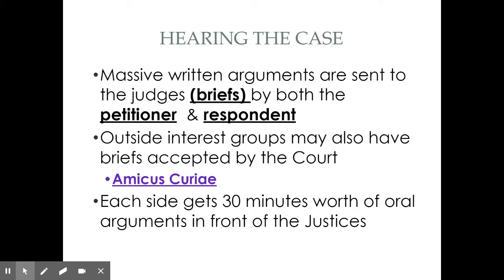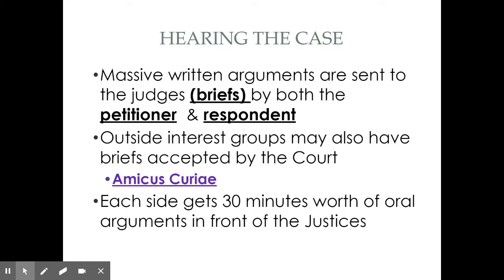When each side actually gets their day in the Supreme Court, believe it or not, they only get 30 minutes apiece to make their arguments in front of the justices. So each side gets 30 minutes. It's a pretty strict time limit. And this time limit can be interrupted by the judges at any point.